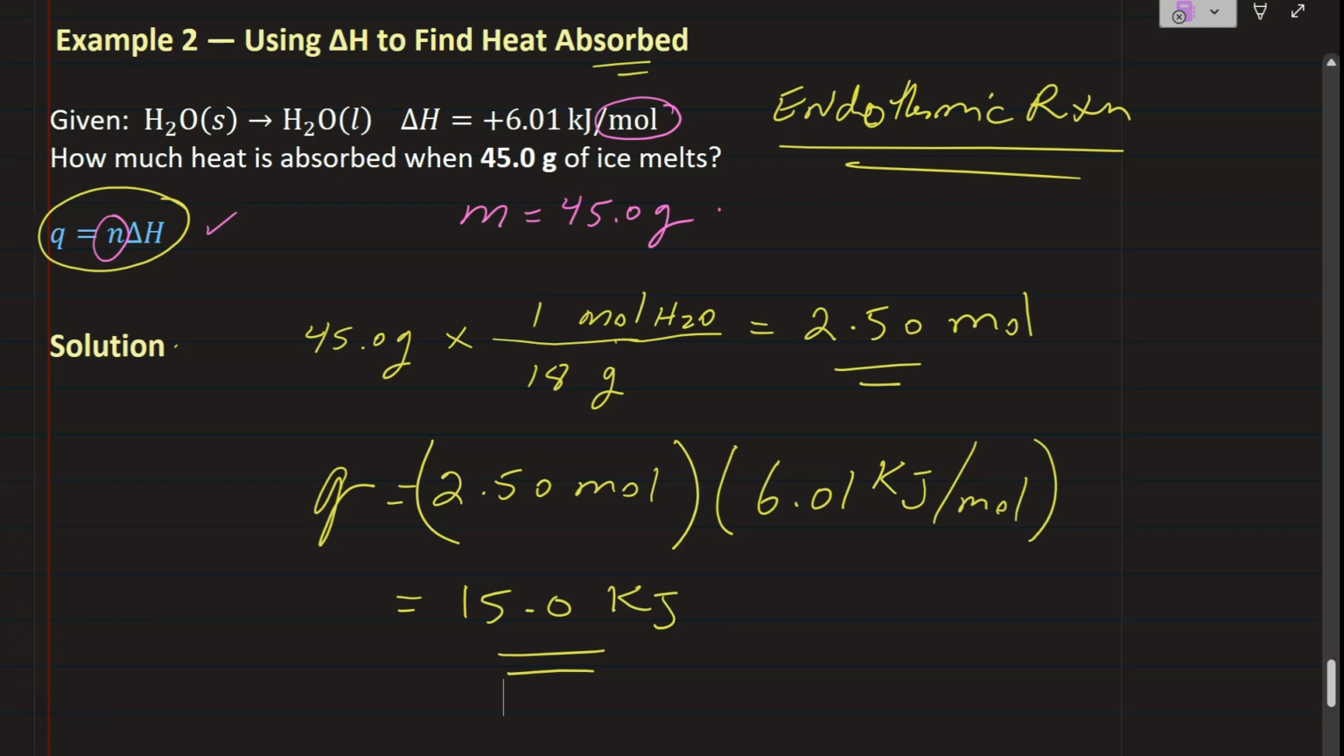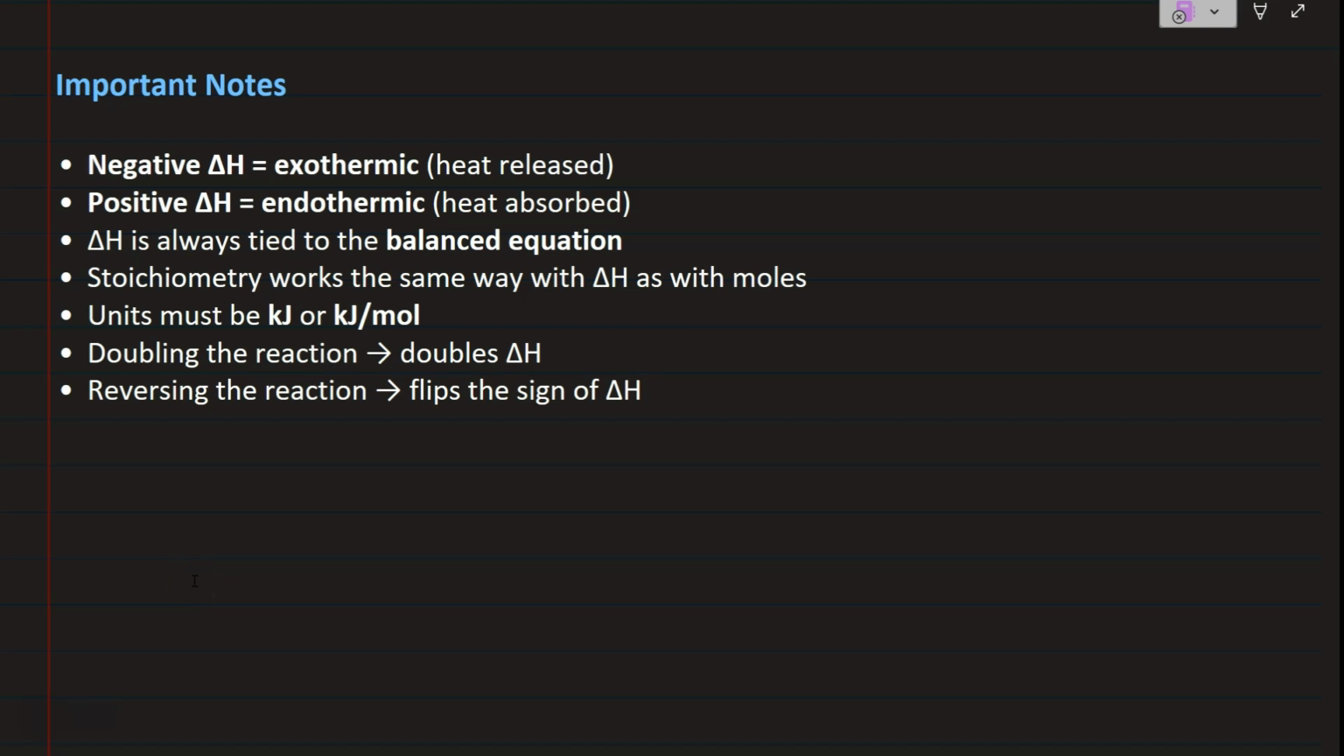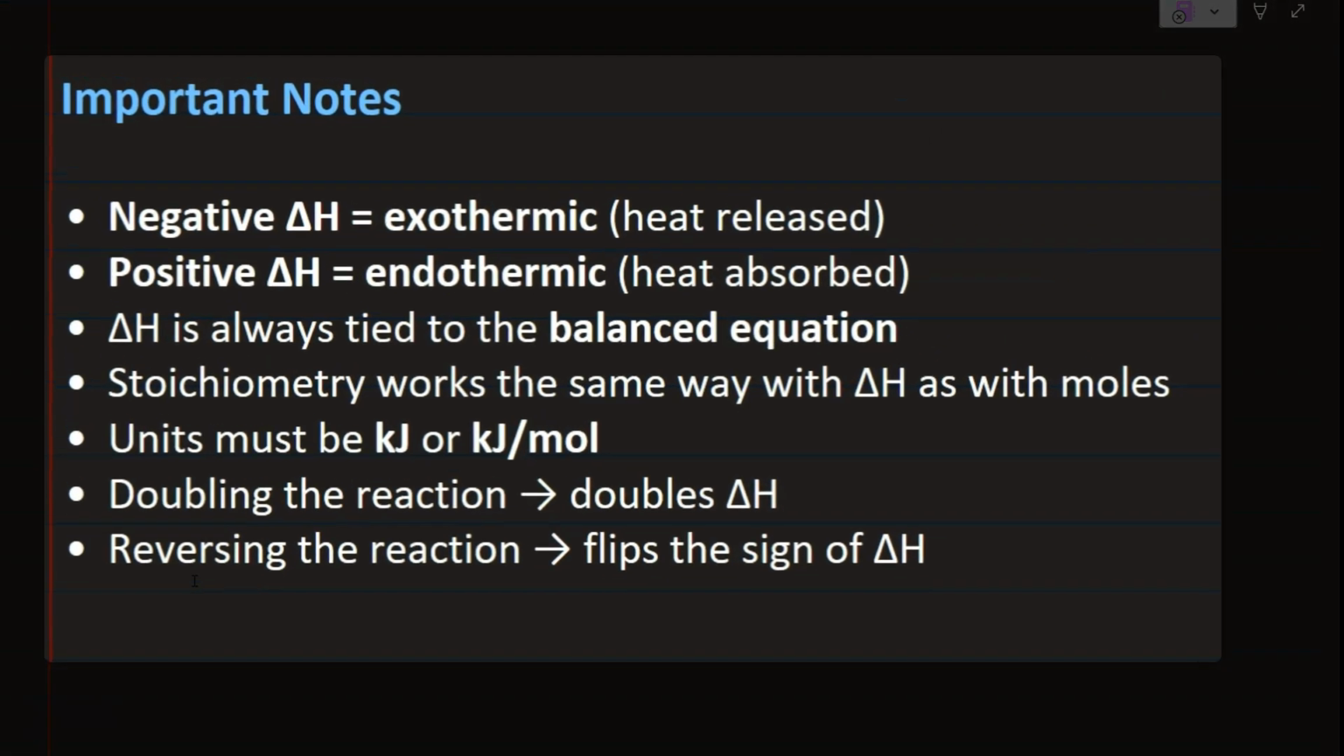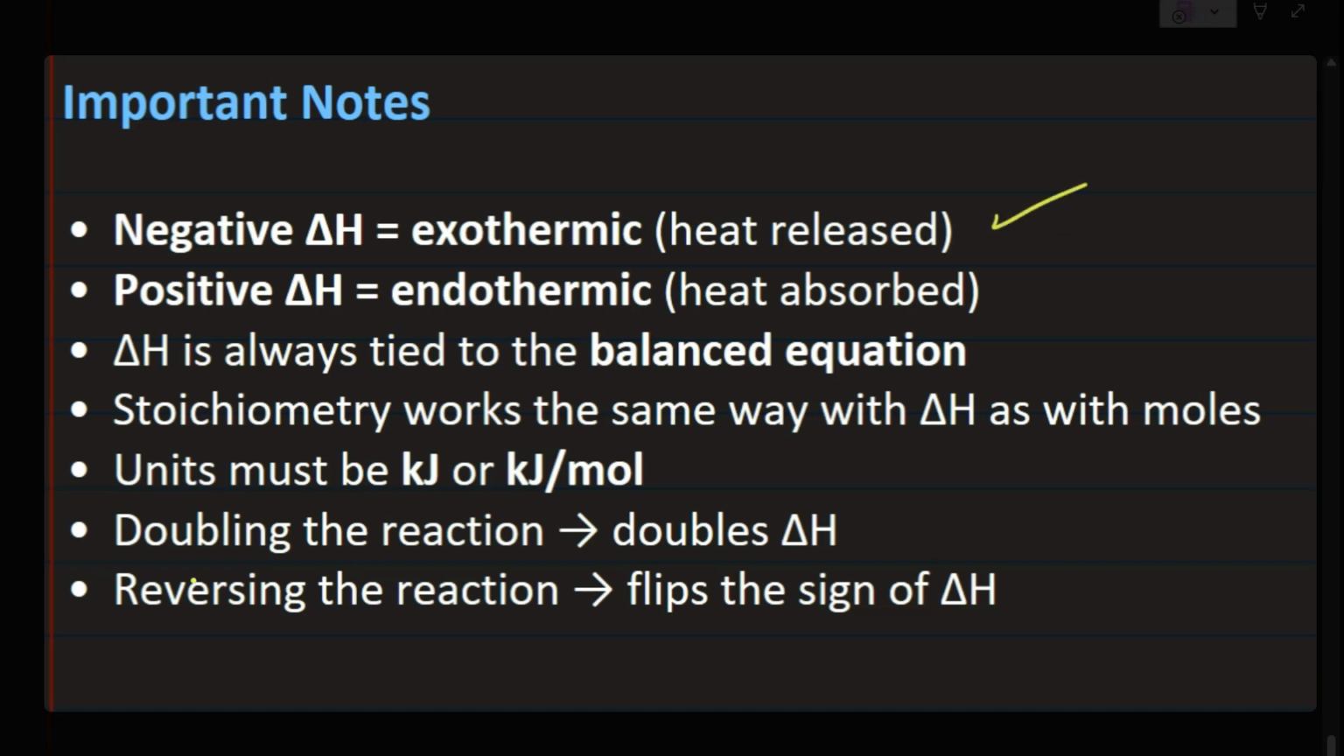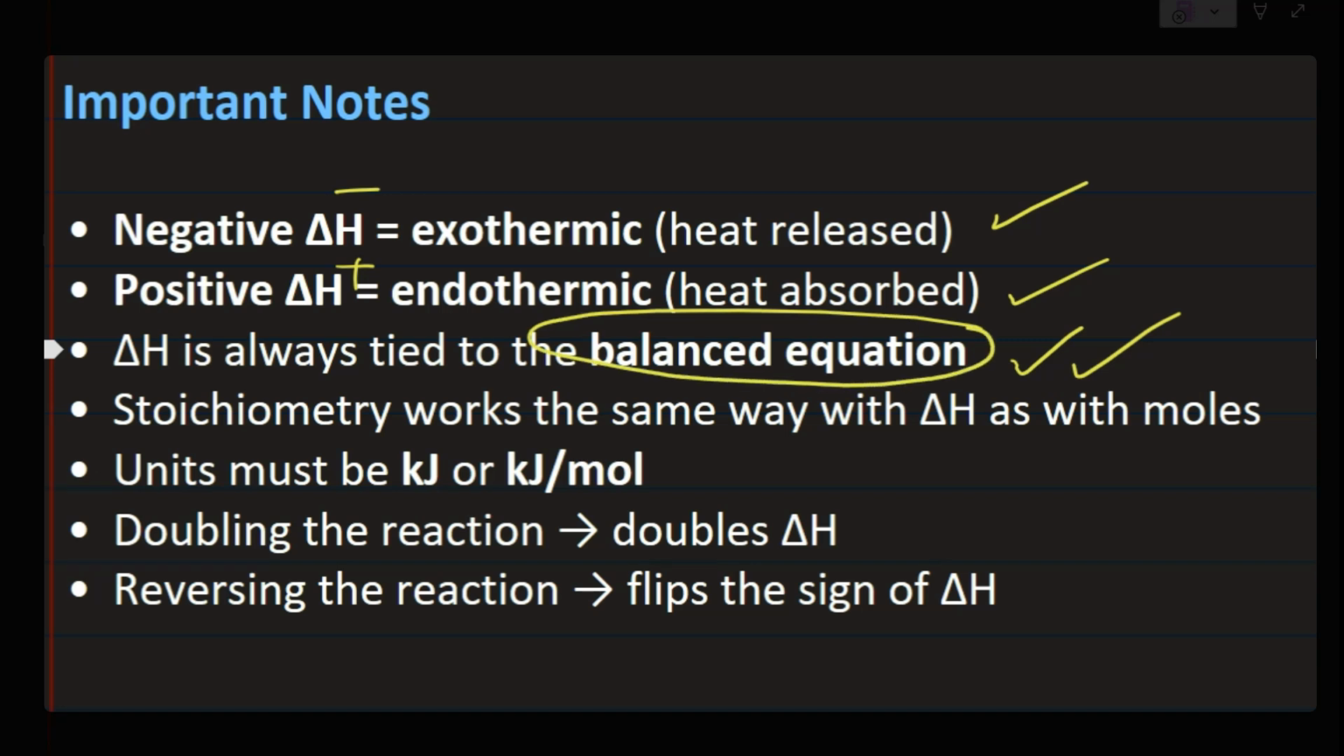All right. To summarize, let's go through some of the major notes here. Negative delta H is heat releases, exo exits. That's how I try to teach that to my students. So exothermic, heat releases, heat exits, and endothermic, heat absorbs. So delta H has to be one negative and the other one positive. And delta H is always tied to the balanced equation. For sure, a balanced equation has to be there when you're dealing with stoichiometry and reactions.